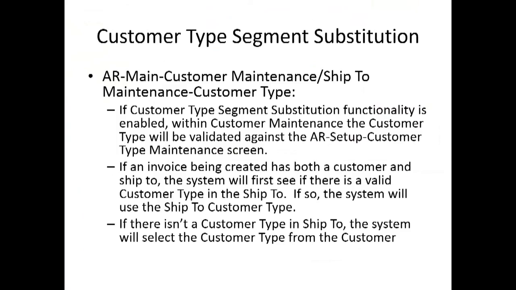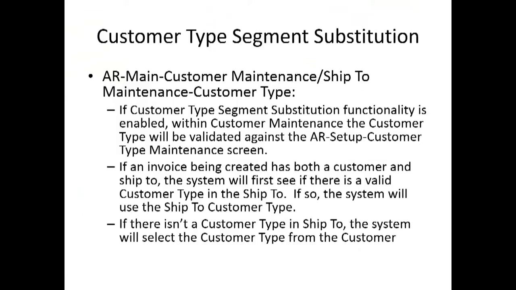So specific performance characteristics in AR main customer maintenance and ship to maintenance customer types. So both the AR and the ship to, if there's a customer type segment that's turned on, then within both maintenance and within ship to, you actually have that field that you can go in the validated type field. If an invoice is being created that has both a customer and a ship to, the system will first see if there's a valid customer type in the ship to, and if so, it will use that. If there's not, it will fall back to the customer type itself.